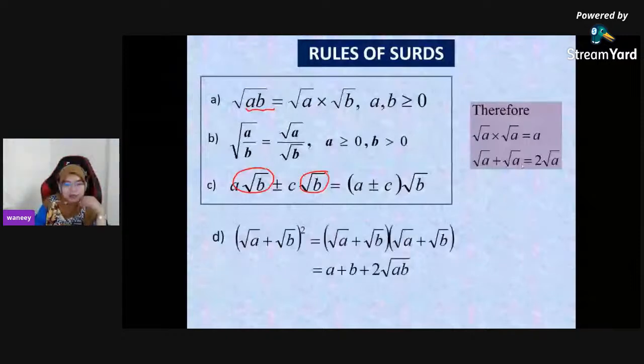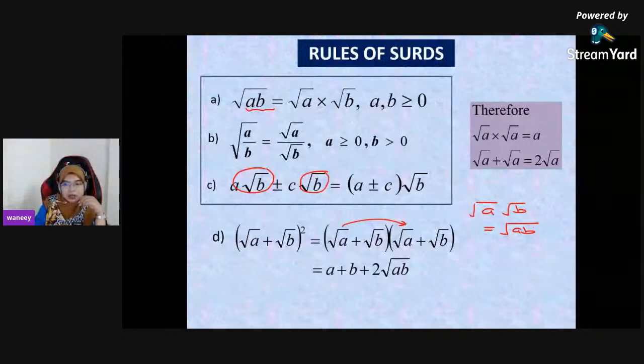If we have root A plus root B and you square them, that means we have root A plus root B times root A plus root B. You expand them: root A times root A becomes A. Root A times root B becomes root AB. Root B times root A is also root AB. And root B times root B is equal to B.